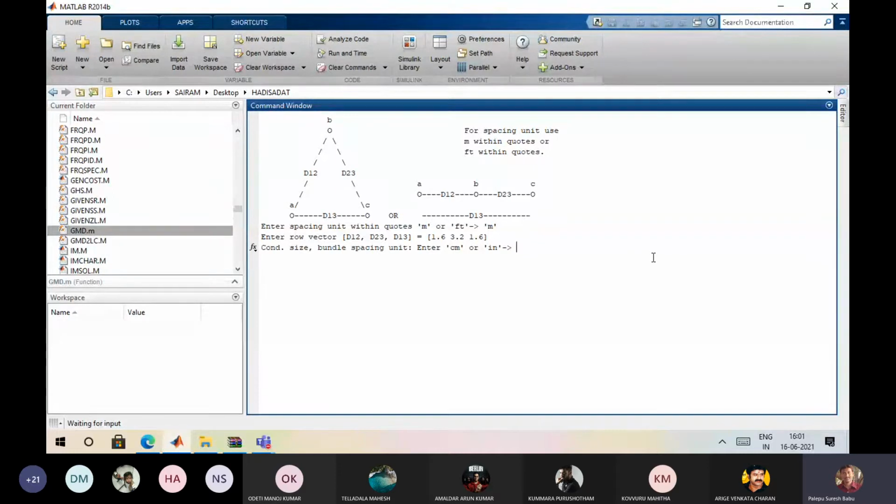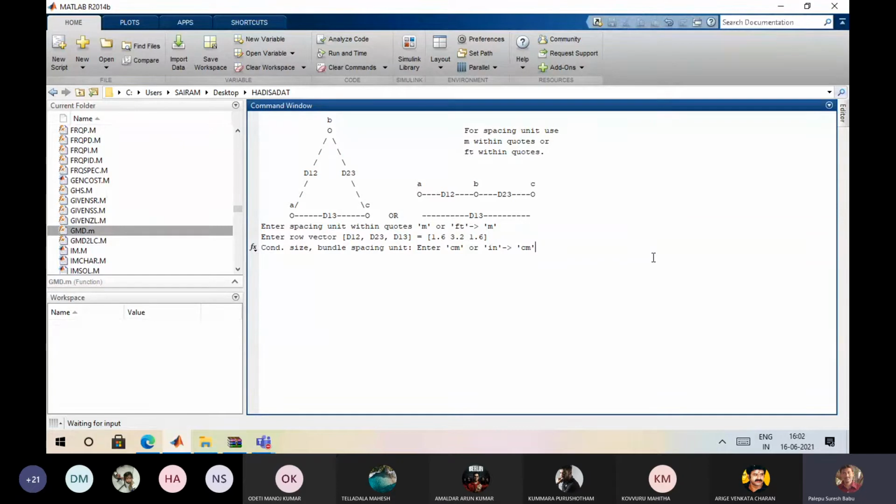This is the distance between the three-phase conductors, which we entered. Now we have to enter the size of the conductor, radius or diameter. For conductor size there are only two options: whether we enter the value in centimeters or inches. We will enter in centimeters, so click centimeter.